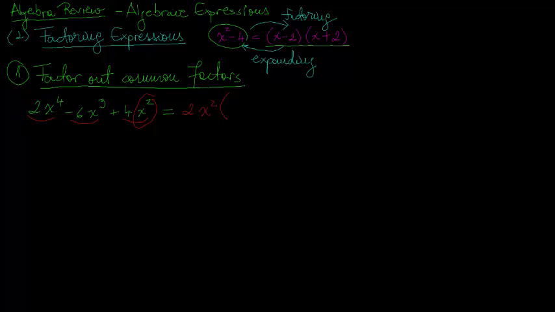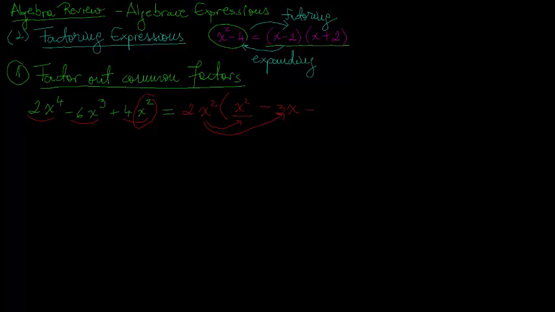Now the question is, what remains? What should I write here so that when I multiply by 2x squared I get 2x to the fourth? Well, I should multiply it by x squared. That will give me the 2x to the fourth. Moving on to the next term, I copy the minus. What should I multiply 2x squared by to get negative 6x cubed? Well, I need a 3 for the constant, and then what's left over is an x. 2x squared times negative 3x gives me negative 6x cubed.